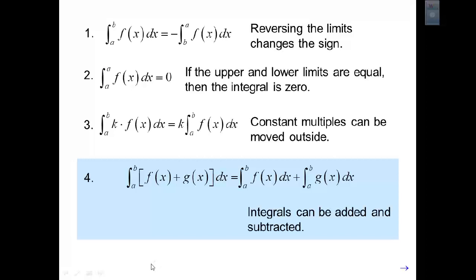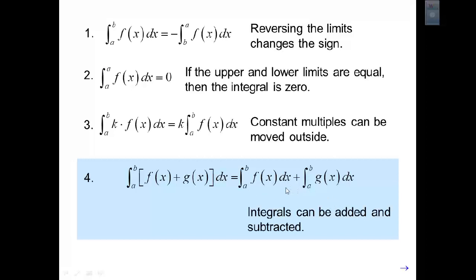All right, number 4 is very much again like our limits. If we're taking the integral from a to b of the sum of two functions, we can split that up, and we did this in the last problems on the last section. We can split it up, and notice your bounds stay the same, still going from a to b of f of x dx plus the integral from, once again, a to b of g of x dx. It makes it a little easier for us to split the thing up.